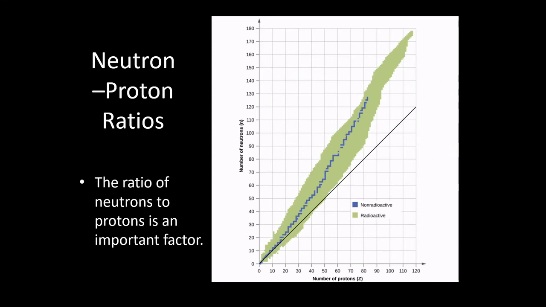All right, I think we'll call it there for this video. In the next one, we're going to start looking at what we call the valley of stability. These are ratios of protons to neutrons that are stable and ones that are unstable, and we're going to take a look at that. So I will see you all in the next video.